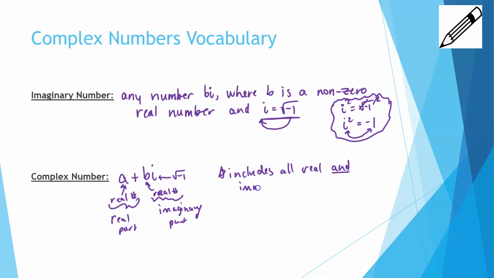What we mean by that is just 5 by itself. 5 is a complex number, so is just 3i. Okay, so it doesn't have to have both parts. So it includes that as well as the sum of the two.